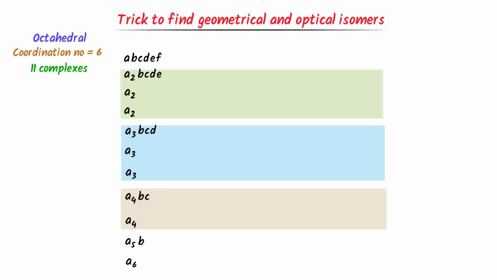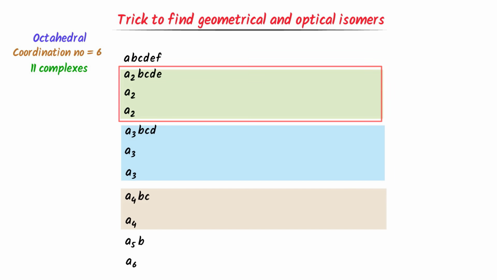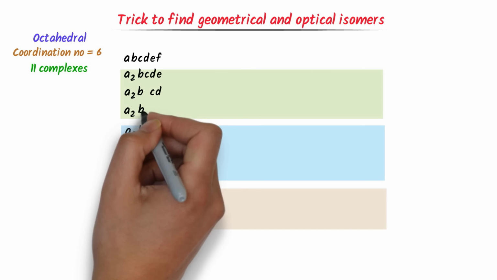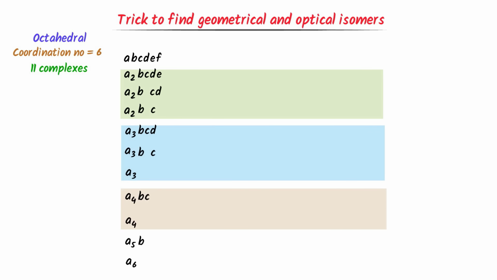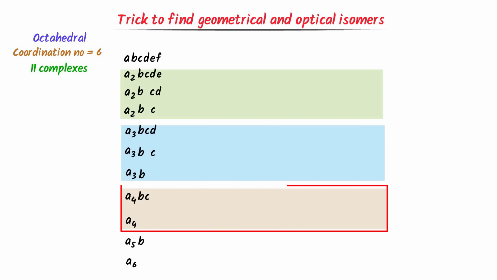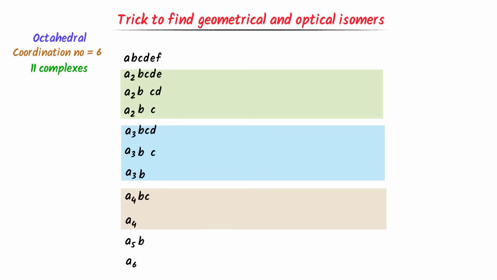Now listen carefully. I will remove the last alphabet successively in each category. In this category, I remove E. I write BCD, then I write BC. In this category, I remove D. I write BC, then I write B. In this category, I remove C. I write B. Now I will number the ligands to complete its coordination number. I write 2, then 2, 2. I write 2, then 3. I write 2. Hence these are the 11 possible structures of octahedral complexes.